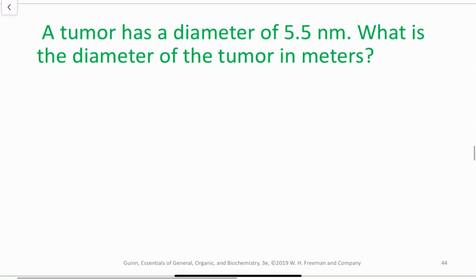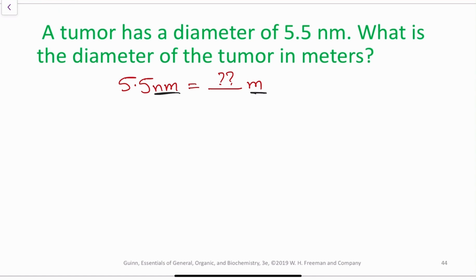Let's try another problem. A tumor has a diameter of 5.5 nanometers. What is the diameter of the tumor in meters? So the problem is saying if I have a tumor of 5.5 nanometers, how many meters is the tumor? You have to convert nanometers into meters. The time you see this conversion, you should know: is there any relationship between nanometer and meter that we can relate?